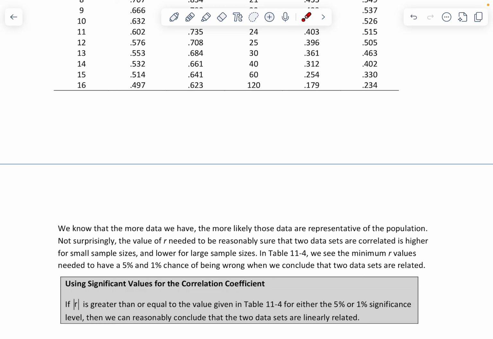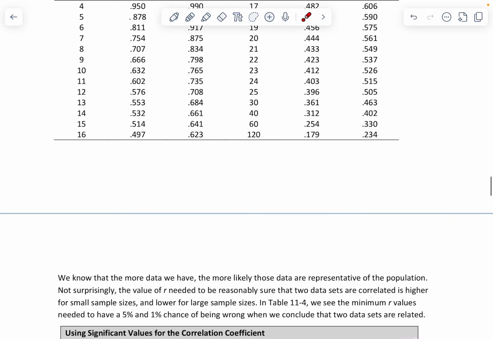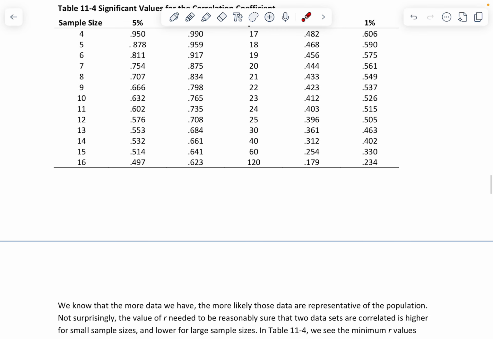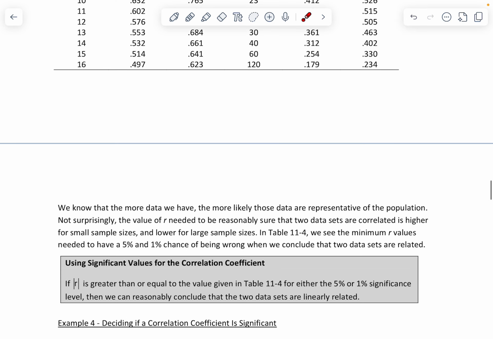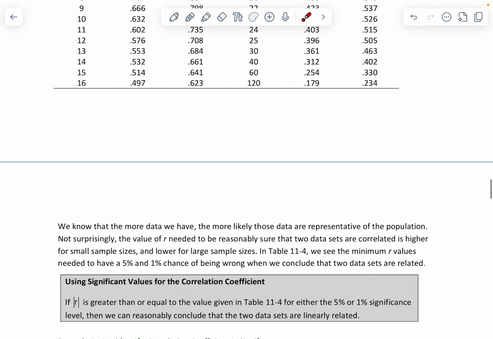If it says the absolute value of R, that basically means for the purpose of this table, we don't really care whether it's a positive or negative correlation. All we care about is whether there is a linear relationship or not, right? If it's a negative relationship, we can just ignore the negative sign, because all we're caring about is the strength of the relationship, not whether it's positive or negative, right?